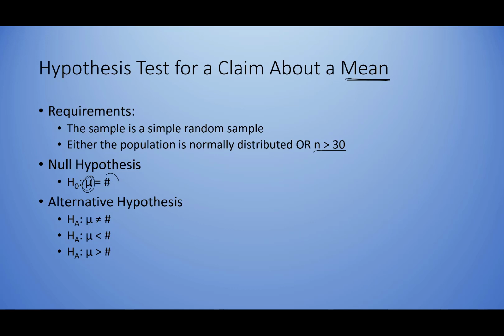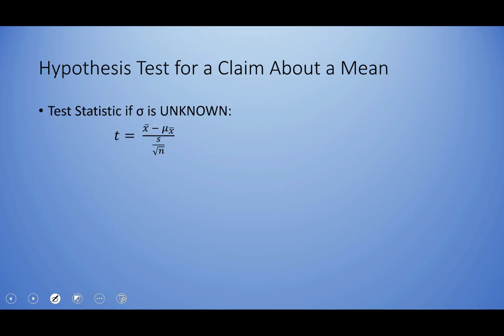But one thing to keep in mind is that the number that we have up here in our null hypothesis is going to be the exact same value as the number we have down here for whichever alternative hypothesis we end up using. Once we get our null and our alternative hypothesis established, then we need to go ahead and compute our test statistic.